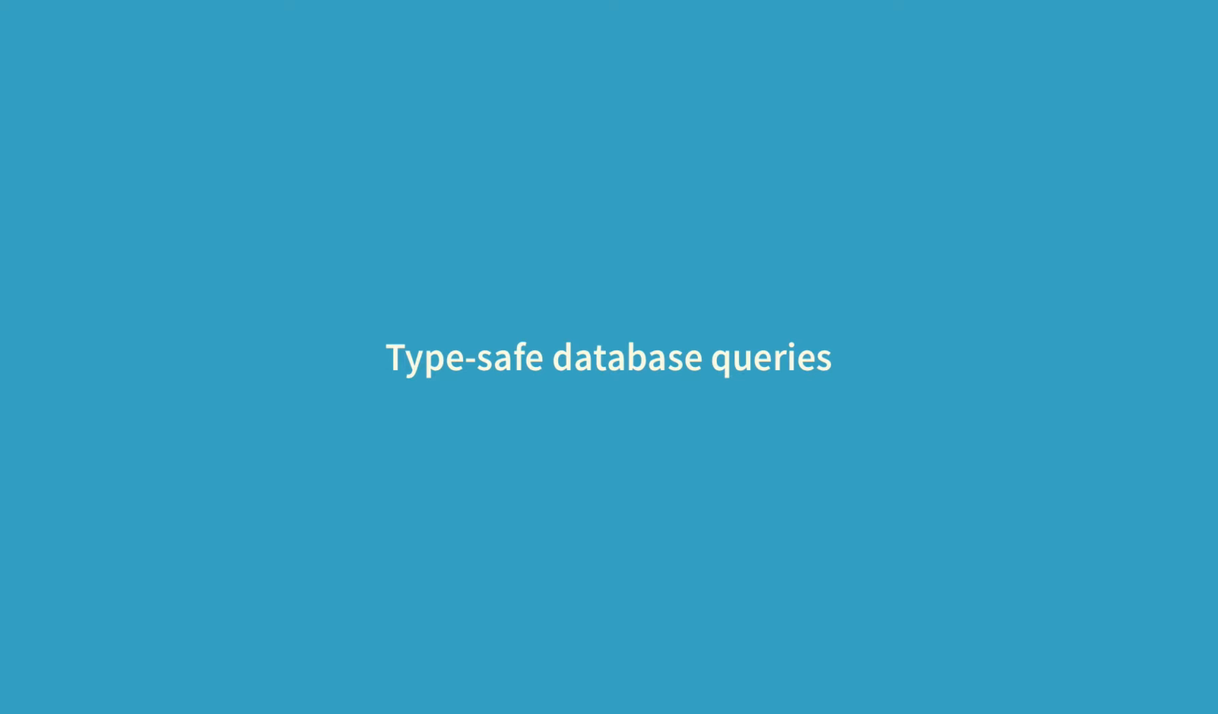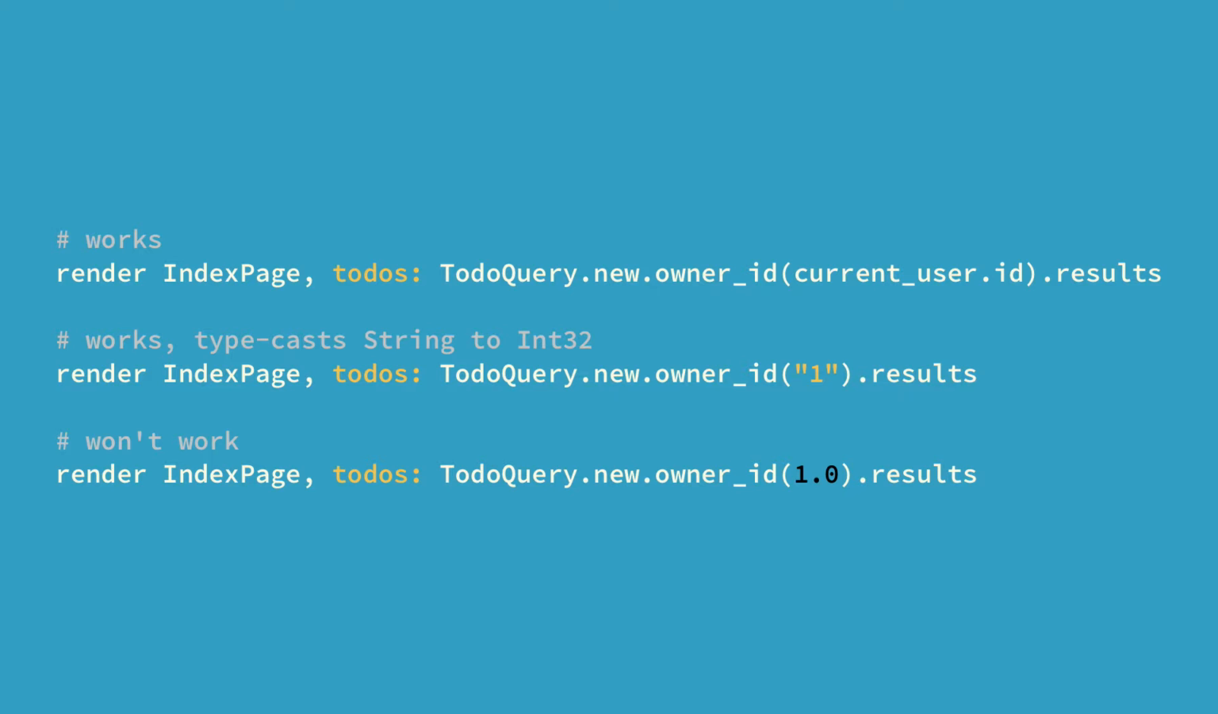You have type-safe database queries. Another example. So the first one works. This time we render a page. I will show you pages later on. And the page needs todos, and the todos are fetched with the todo query, where you want every todo that belongs to a certain owner, identified by the owner ID. And because the owner ID is defined in the migration as an Int32, you need to pass it an int. Strings are typecast to ints, so this second example would work also. And the last one, where you pass a float, doesn't work because the compiler doesn't typecast the float to the int. So that can be helpful, I would say.